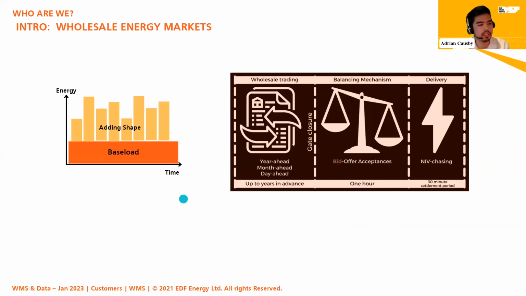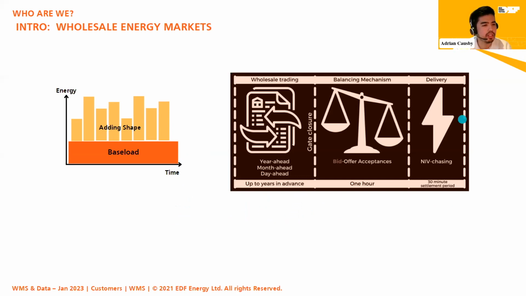And sometimes we make this distinction between baseload and adding shape. The baseload is essentially energy that spans the whole day. A lot of the bilateral contracts are actually baseload trades. That's energy for the whole day. But as we get closer to the day, we want to add more shape so we get that energy to meet demand. So it's a bit more like the previous slide that we showed earlier with supply and demand.